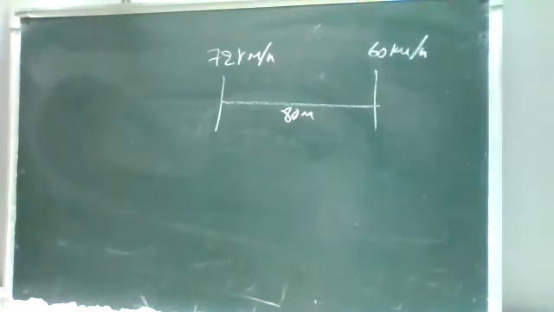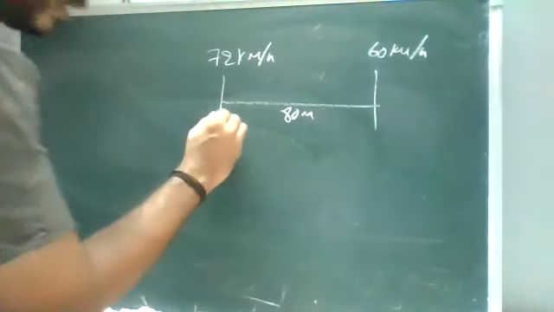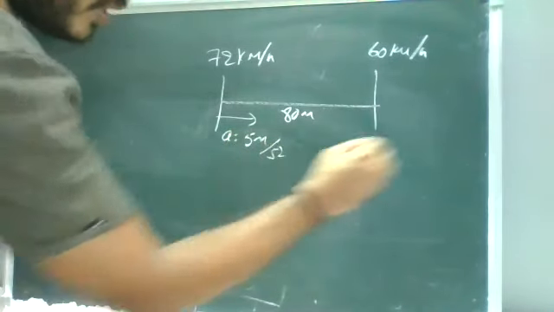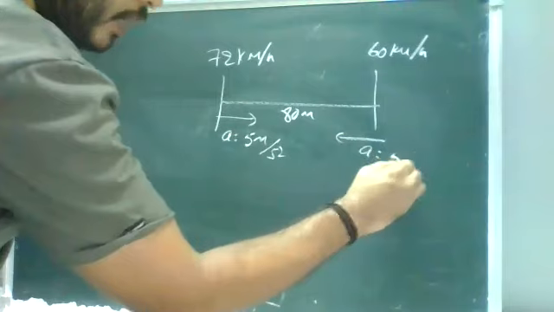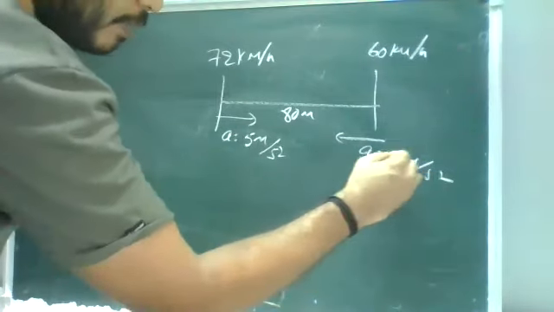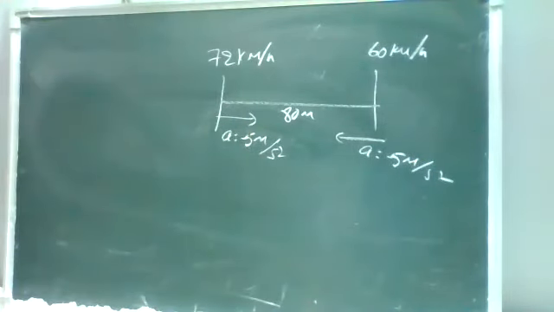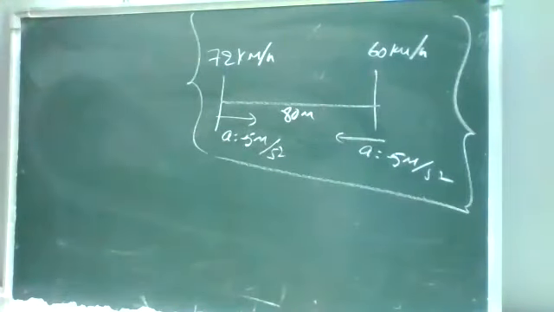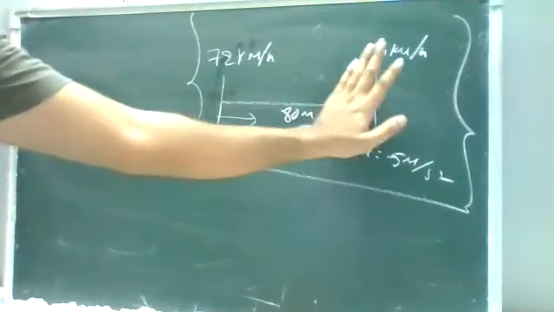Both of them apply brakes, retarding their speeds at the rate of 5 meter per second square. So the acceleration is given as 5 meter per second square on both sides. But since the speed is decreasing, it is a minus acceleration, which we call deceleration. Determine whether they collide or not. We have to check whether they collide with each other, one by one. First I'll look at this case, and after that we'll discuss the other one.